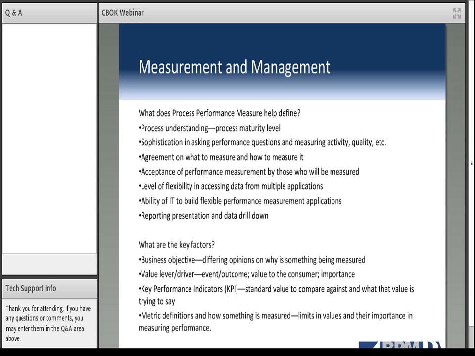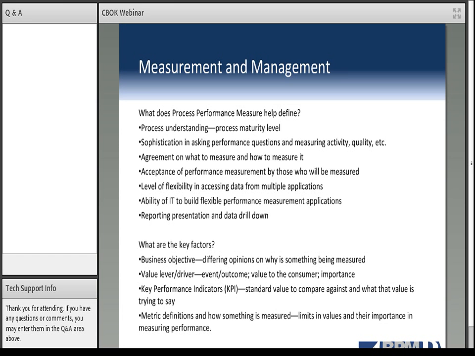But getting everyone to agree on what you're going to measure, how you're going to measure it, and where you're going to get the data becomes absolutely critical if you want people to accept the results. I'll turn it back to you, Raju. Thank you, Dan.